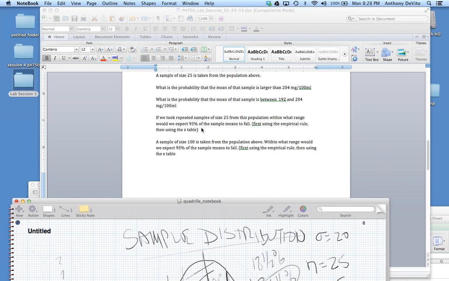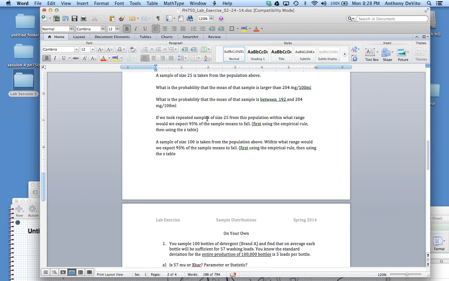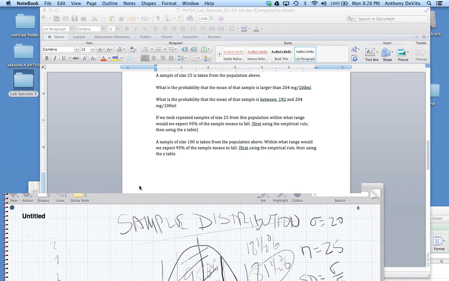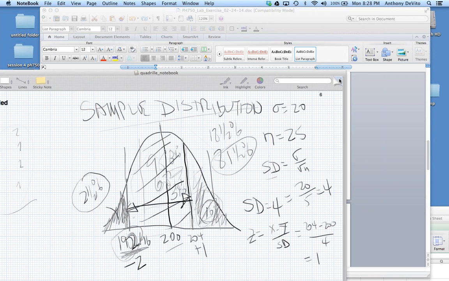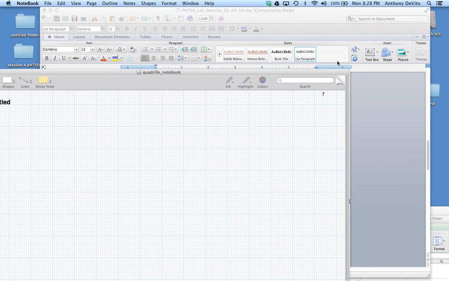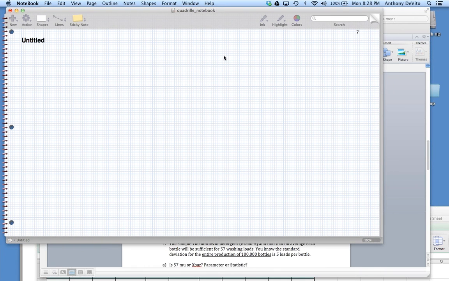If we took repeated samples of size 25 from this population, within what range would we expect 95% of the sample means to fall? Do this twice, once with the empirical rule and then use the z-table. Okay, I'm going to draw this again because this is a great question. Let's test our knowledge now.